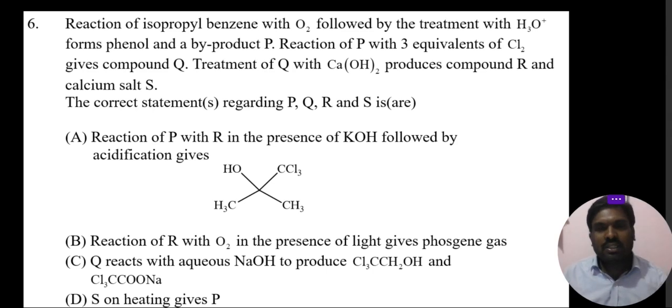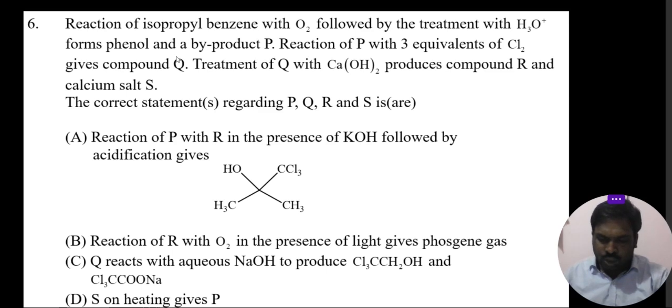This question is from alcohols, phenols, ethers. Reaction of isopropyl benzene with O2 followed by the treatment with H3O+ forms phenol and a byproduct P. Reaction of P with 3 equivalents of chlorine gives a compound Q. Treatment of Q with calcium hydroxide produces compound R and calcium salt S. The correct statements regarding P, Q, R, S are asked.